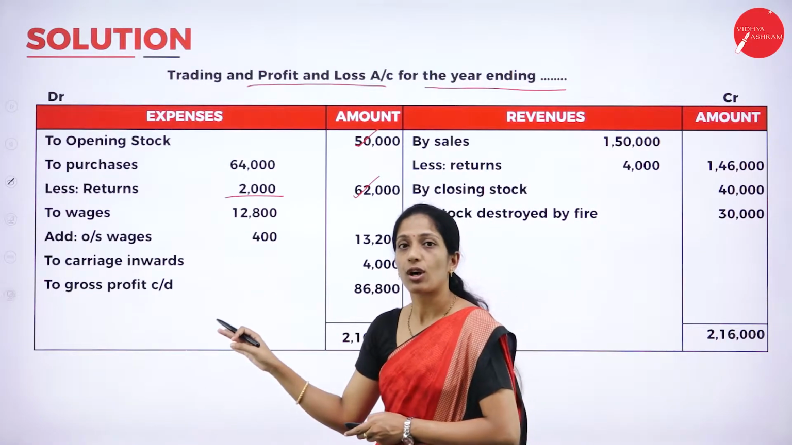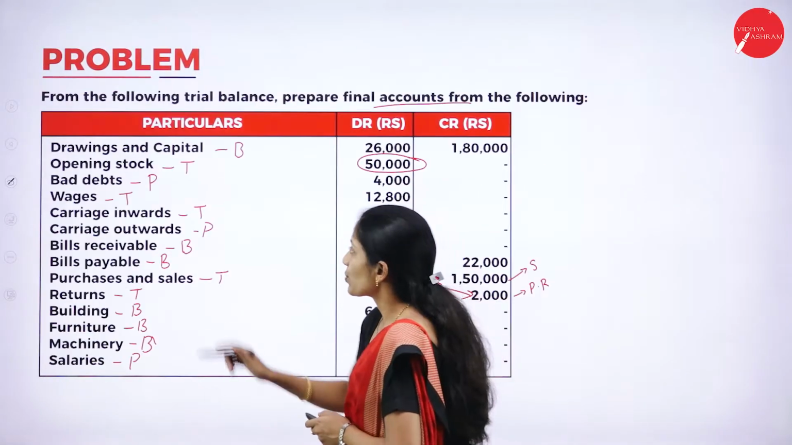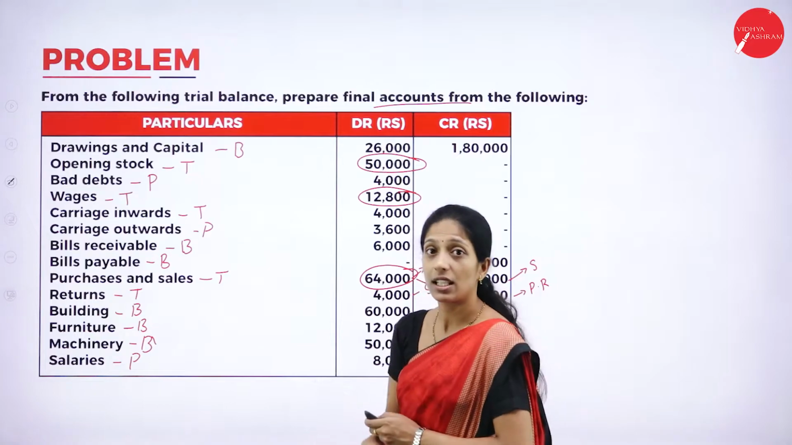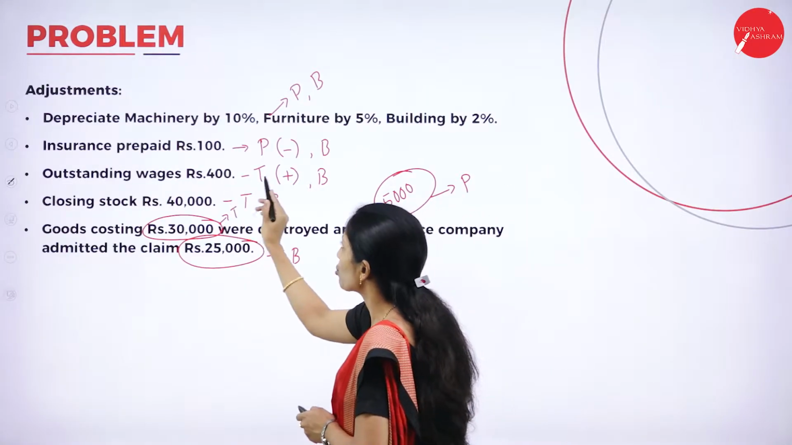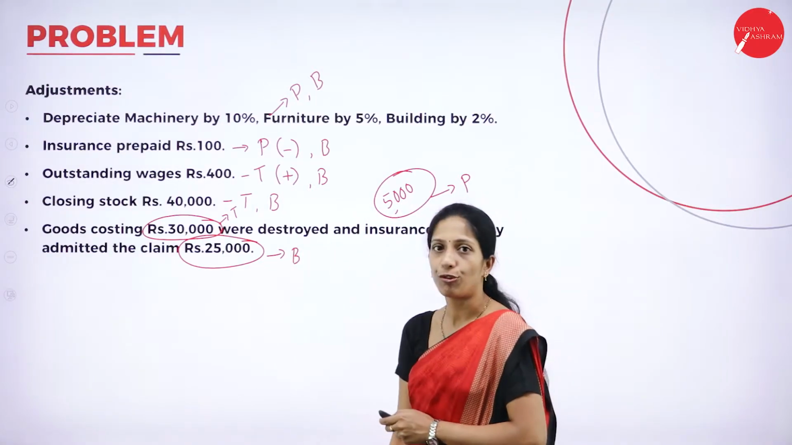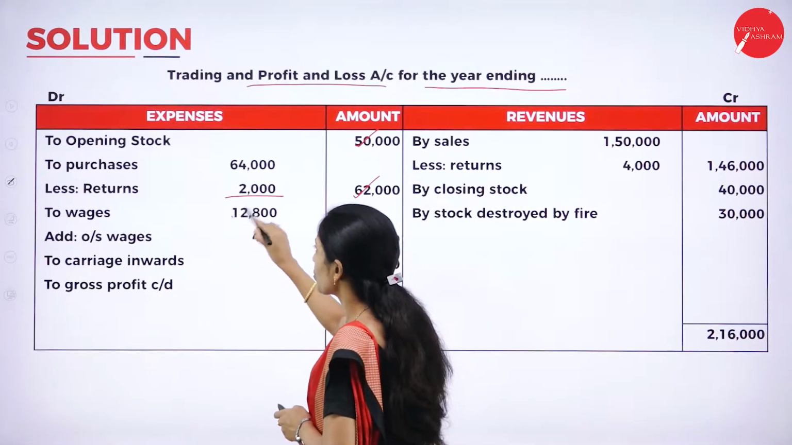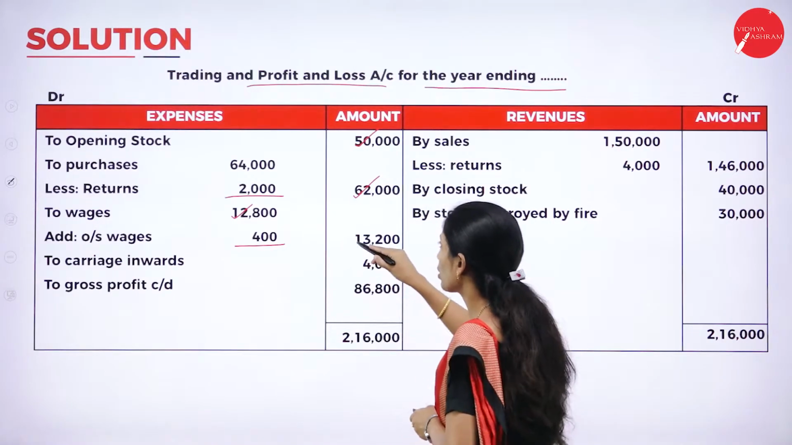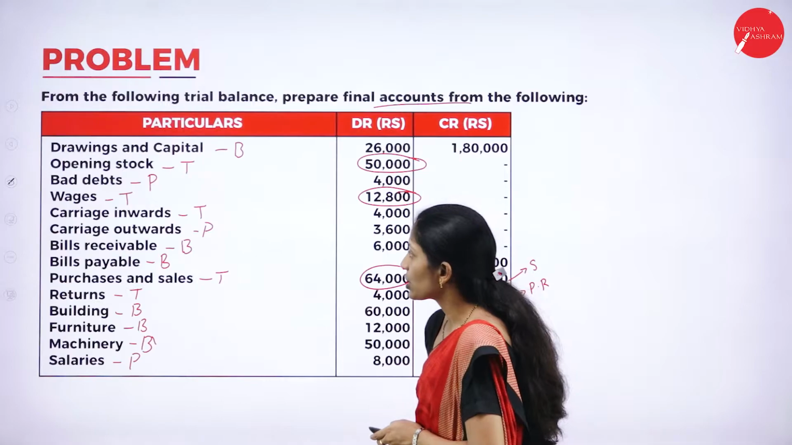Next, you have to record all the direct expenses. So, which are the direct expenses? Yes, we have wages. How much? 12,800. But is there any adjustment relating to wages? Yes, we have outstanding. So, to wages 12,800, add outstanding wages 400. So, you have to make that adjustment. So, outer column 13,200.